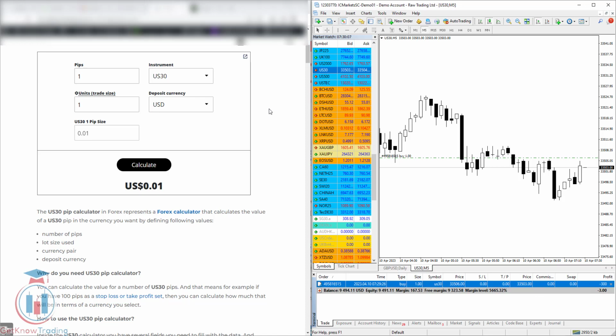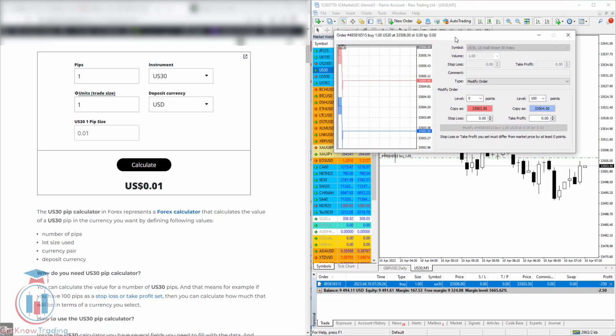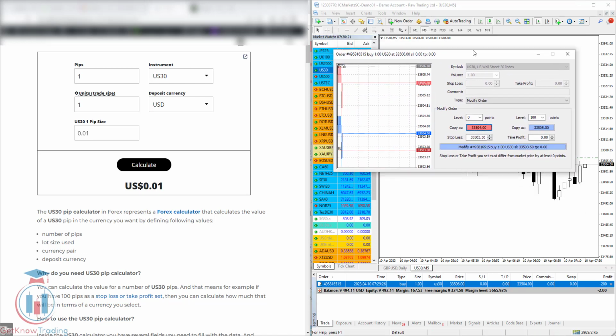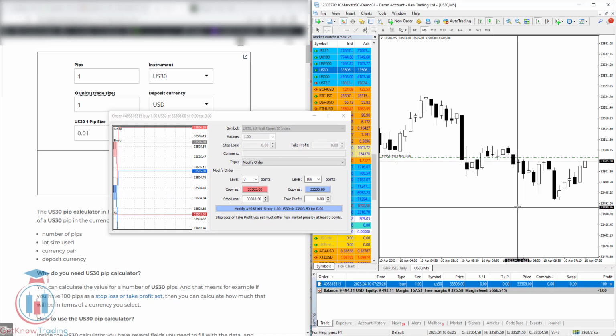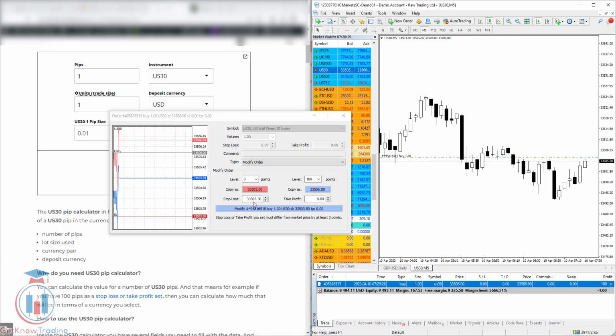If you want to use a calculator, for example to calculate how much money it will be, let's change this trade and put in a stop loss. A stop loss should be below, for example, 33490.